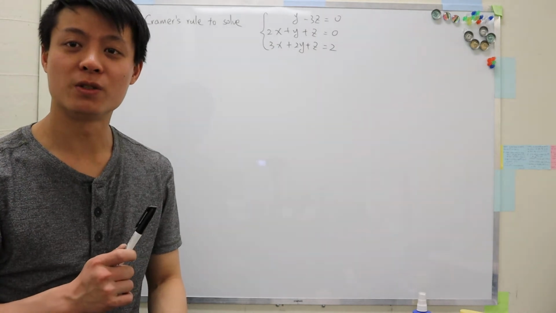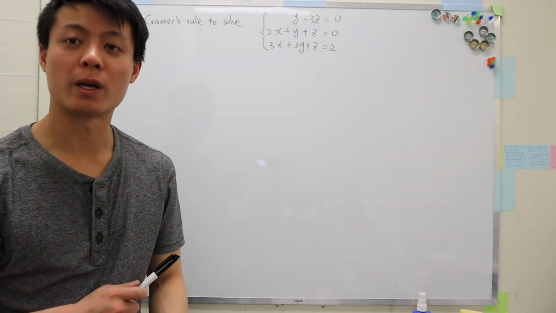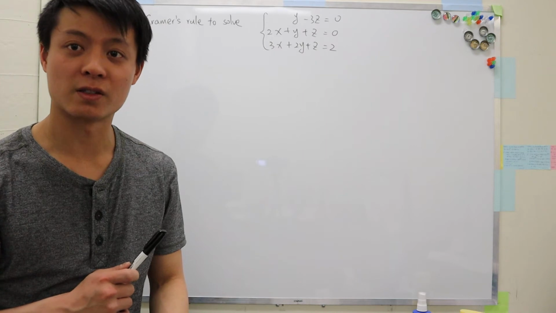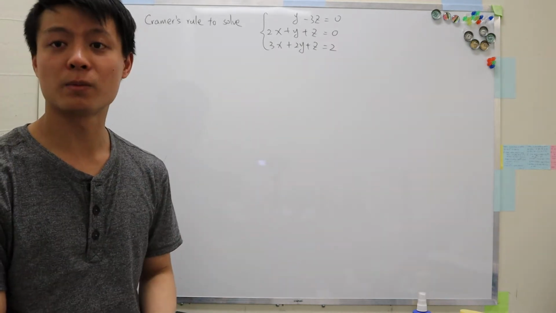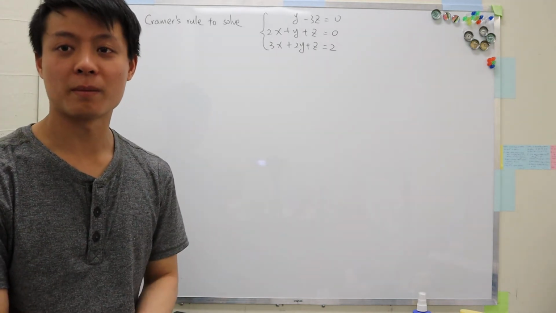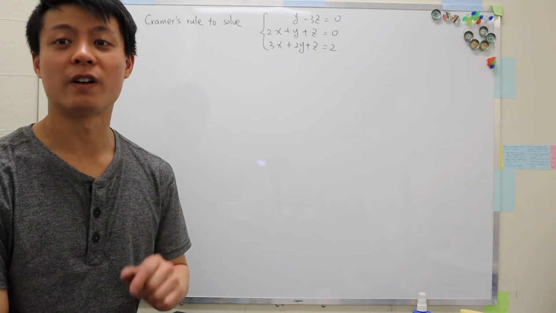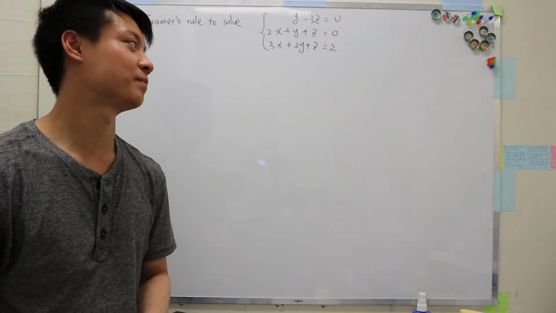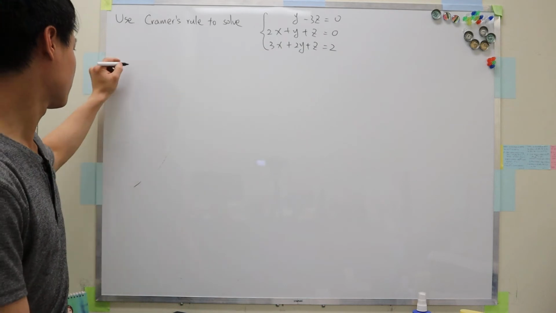Today I'm going to teach you how to use Cramer's rule to solve a linear system. We have a linear system right here, and the first step to use Cramer's rule is to find those determinants. So, solution.